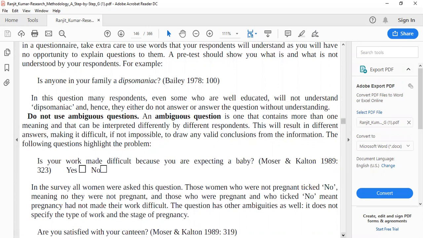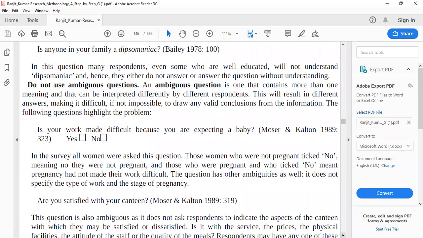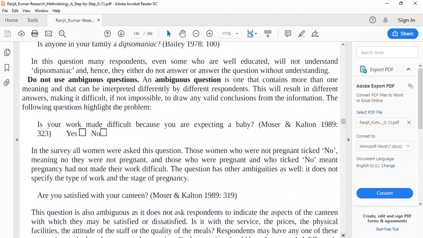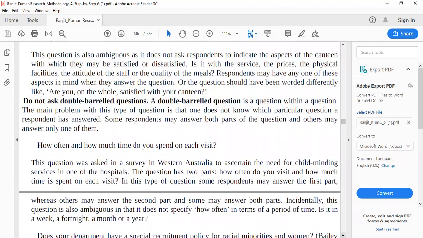For example, you might have seen this happening in your objective questions, when you are giving answers, you think that two options are correct, so which one should we mark, A or B, right? These are ambiguous questions. You should not go for ambiguous questions.